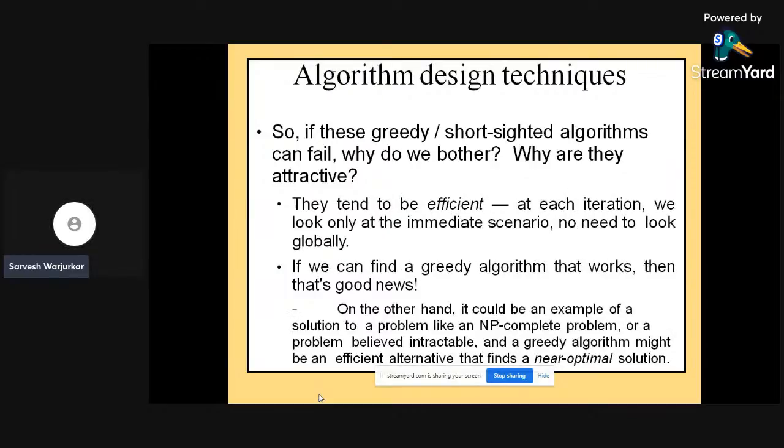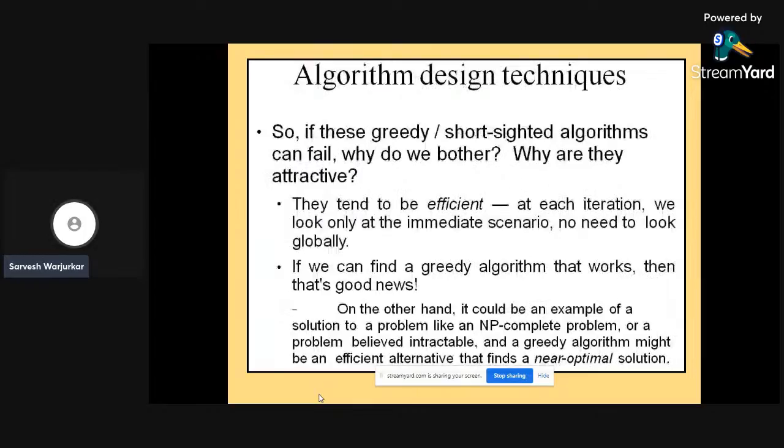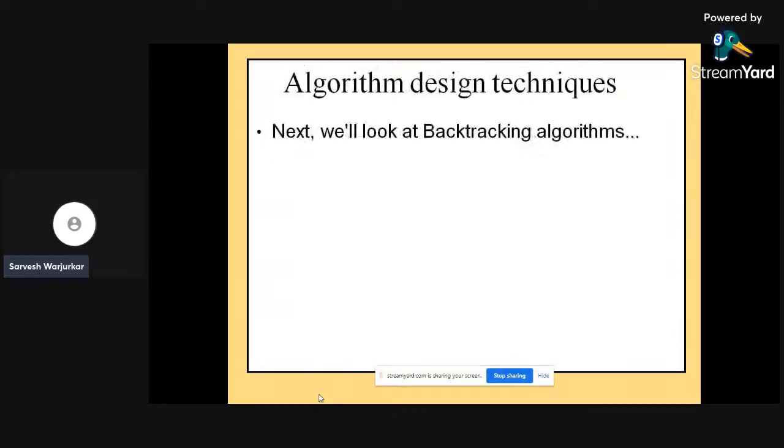On the other hand, non-deterministic polynomial problems are also there. It could not be an example of a solution to a problem like an NP-complete problem, which may be intractable, and a greedy algorithm might be an efficient alternative that can find a near-optimal solution. This is all about the greedy algorithm.